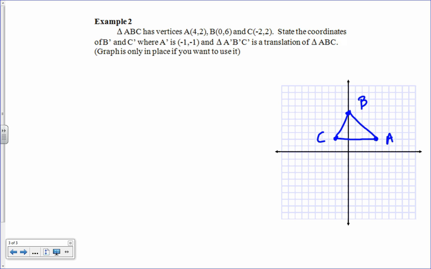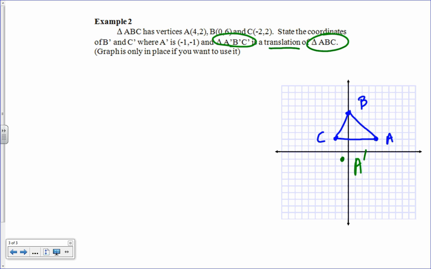And apparently there's some B prime and C prime somewhere. I don't know where. But we do know that A prime is at (-1, -1). So A prime is right there. Guaranteed. And it does tell us that the image is just a translation of the pre-image. So it's just a translation. It's not a reflection or rotation or anything like that.